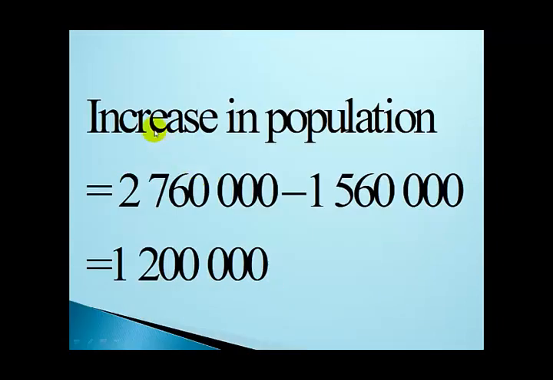The increase in population is 2,760,000 minus 1,560,000. 1,560,000 was the original population, that is the initial population, and 2,760,000 is the current population. So if you want to know the increase in the population, then you have to subtract the original, that is the initial, from the current.